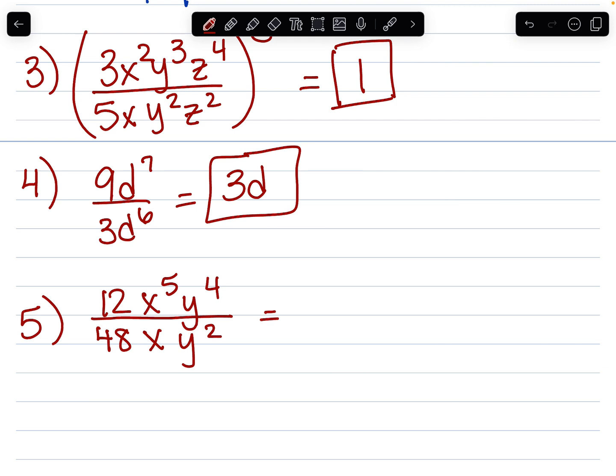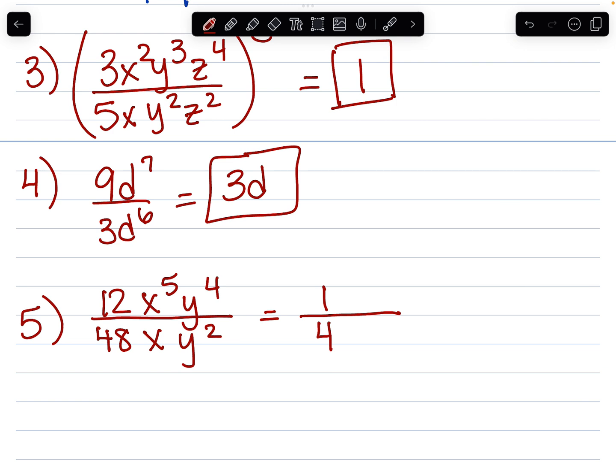Is 12 divisible by 48? No, right? But can you simplify 12 over 48? Yes. What is it? What are 12 and 48 both divisible by? 6, but also bigger number than 6. 12, right? What's 12 divided by 12? 1. What's 48 divided by 12? 4. So it gives us 1/4.